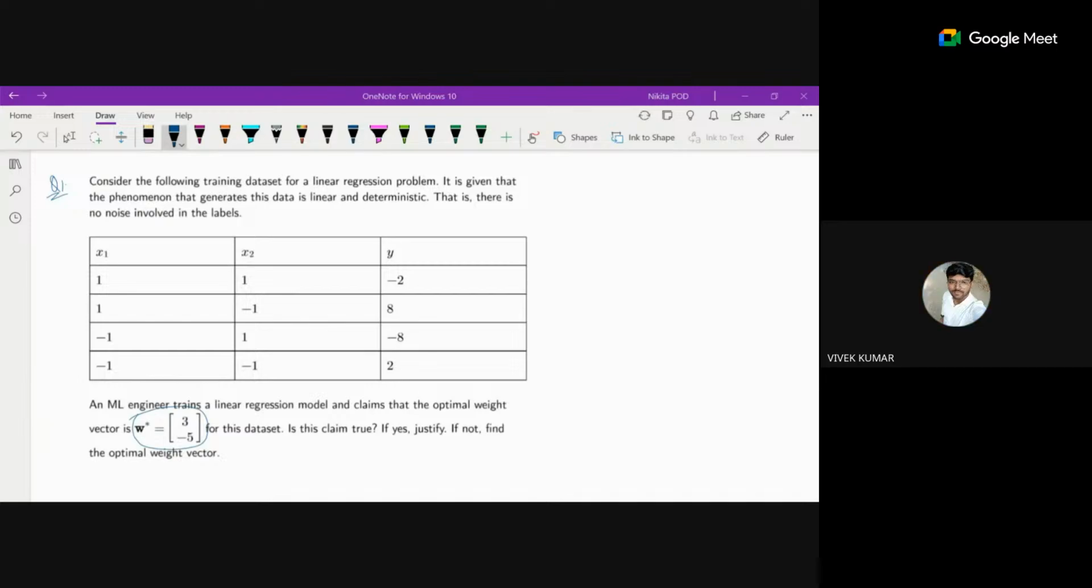Ma'am, what is the meaning of it being given that the phenomenon that generates the data is linear and deterministic? All it means is that there is no noise involved. That's all. You can ignore that, it's not important here. So can you solve this and let me know whether the W star that has been obtained, which the engineer is saying is the optimal weight for this problem, is true?